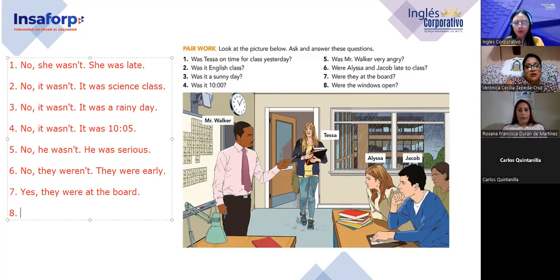Number 8. Were the windows opened? No, they weren't. So, make the correction. No, they weren't. The windows were closed. Okay, we can say the windows or we can even say they were closed.